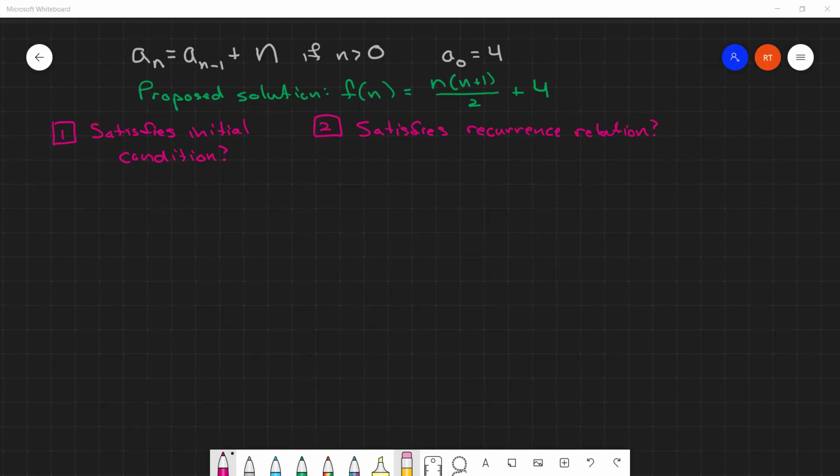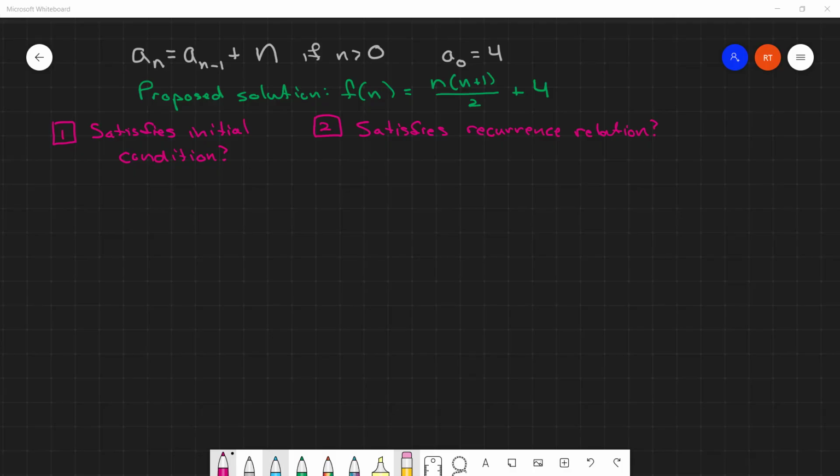To prove that this function really is a solution to the recurrence relation, I've got to do two things. I first have to show that the function satisfies the initial condition. That is, when I plug in 0 to the function, I get the same thing as the initial condition a_0. And then I need to do an algebra-style argument to show that the function itself satisfies the recurrence relation. So let's dig in and do each one of these one at a time.